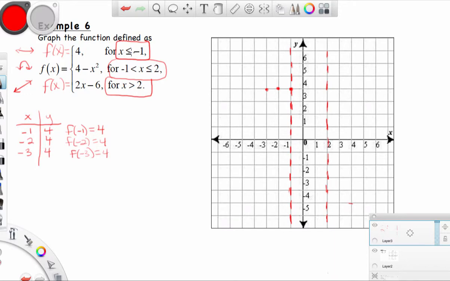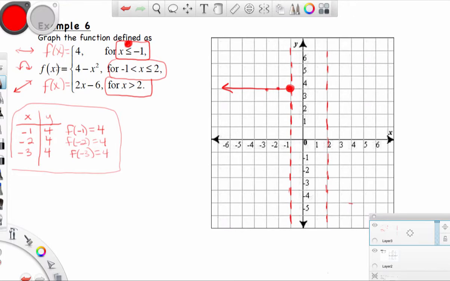And then the symbol here says for x values that are less than or equal to -1, which means we're using the -1 as one of our ordered pairs, so that's going to be a closed circle, and I'm just going to emphasize that right here, and then draw my horizontal. Okay, so that's that guy.